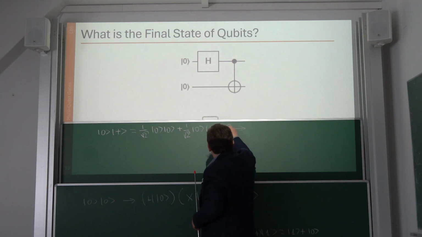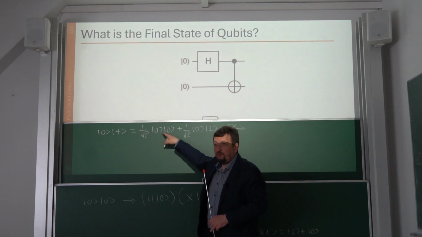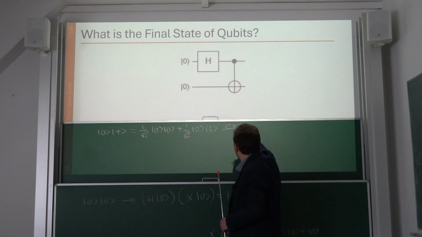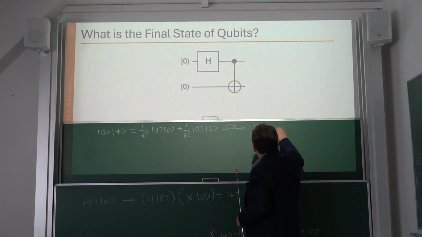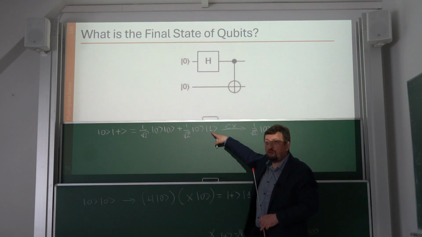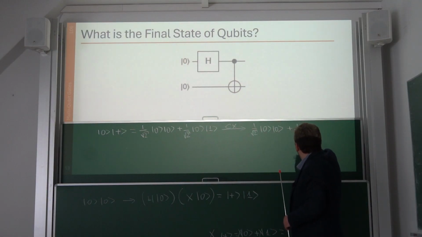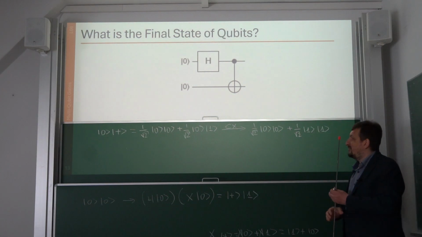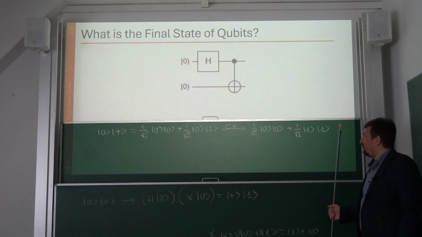Okay, now I apply the C-naught gate. This is the control qubit, this is the target qubit. What happens to this part of the superposition? Control qubit is 0, so nothing happens: 1 over square root of 2, |0,0⟩. What happens to this part of the superposition? Here the control qubit is 1, so the target qubit flips. So I have 1 over square root of 2, |1,1⟩, as the state we obtain after application of this circuit: |0,0⟩ plus |1,1⟩.